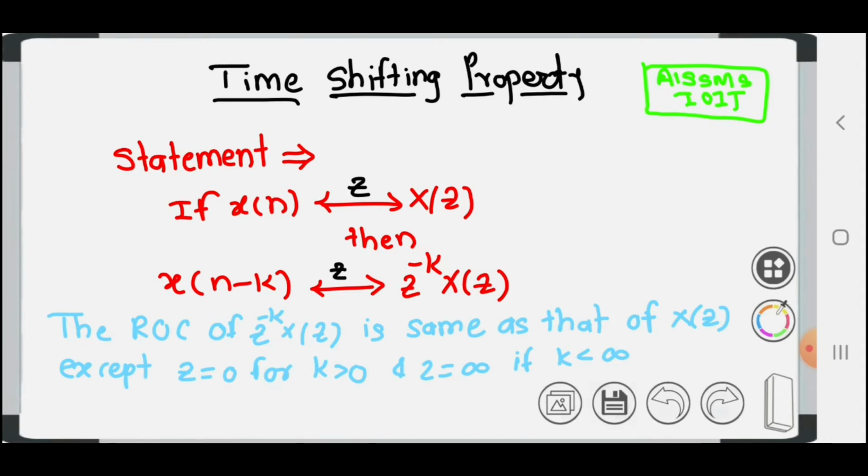And the ROC will be the same as that of X of z, except z equal to 0 if k is greater than 0, meaning a positive value, and except z equal to infinity if k is less than 0. Let's prove this statement.